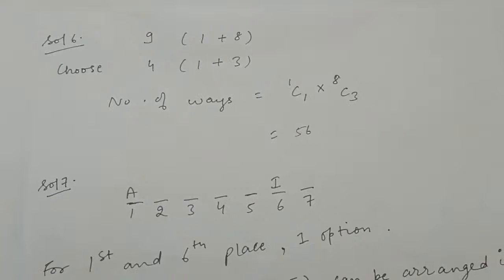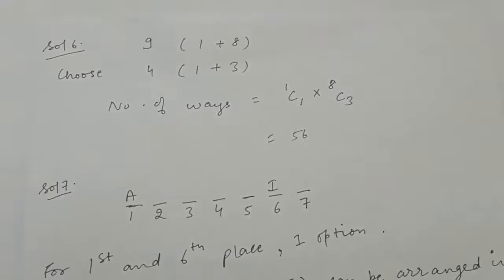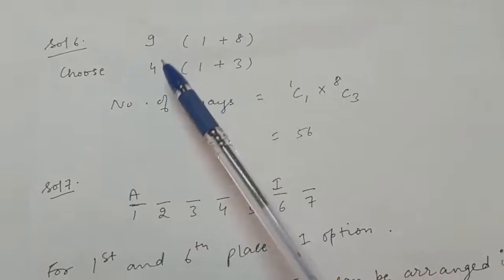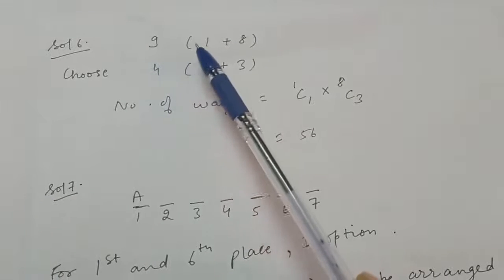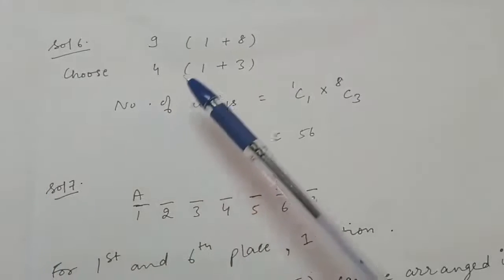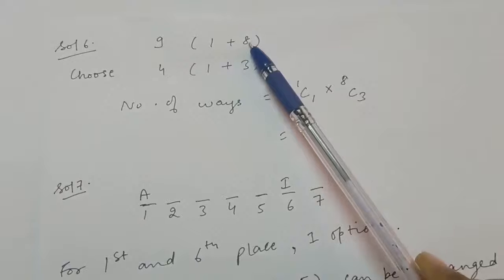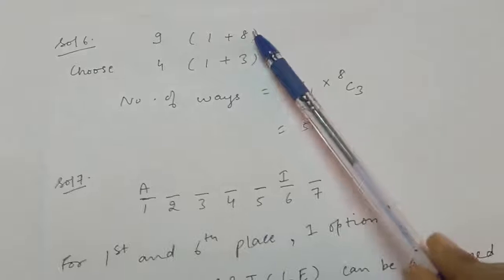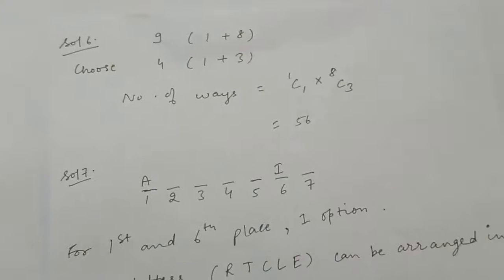Now question number 6 is, in how many ways can 4 courses be selected out of 9 courses if 1 course is compulsory to choose? Now see, out of 9 we have to select 4 and 1 course is compulsory. So this 9 can be written as 1 plus 8, where this 1 course is compulsory. Then out of 4 we will select this 1 course which is compulsory and 3 from the rest 8, which can be done in 1C1 into, out of 8, 3, 8C3. So the answer will be 56. In 56 ways this can be done.